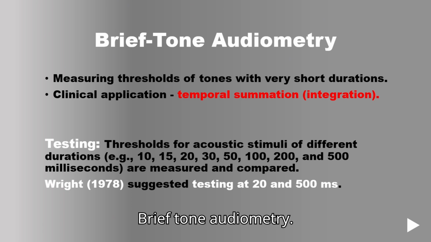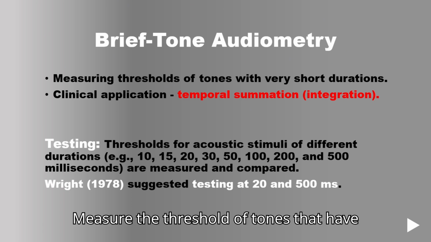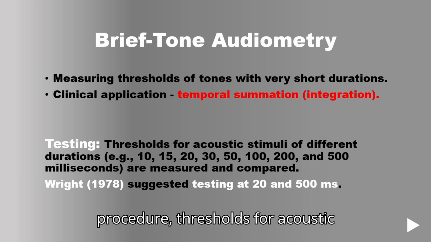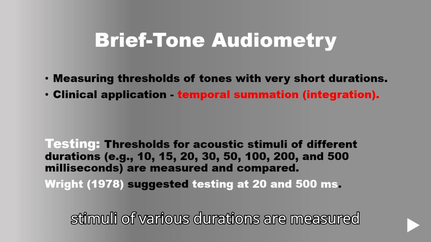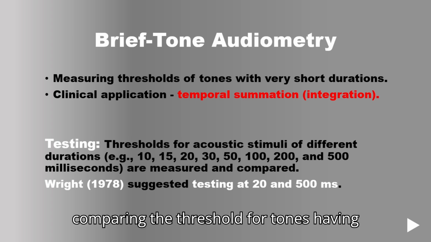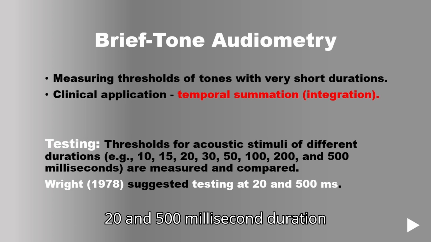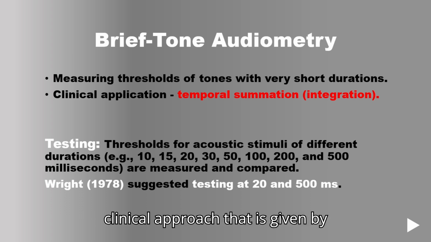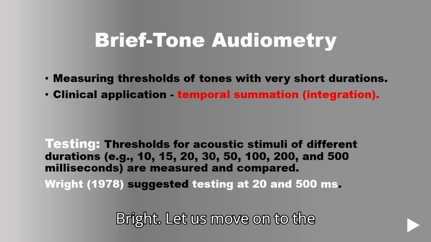Brief tone audiometry measures the threshold of tones that have very short duration. During this procedure, thresholds for acoustic stimuli of various durations are measured and compared. The testing is done by comparing the threshold for tones having 20 and 500 millisecond duration. And this is considered to be an efficient clinical approach that is given by Bright. Let us move on to the interpretation.